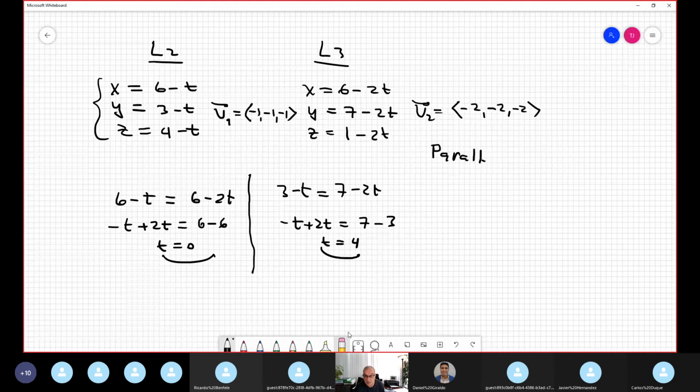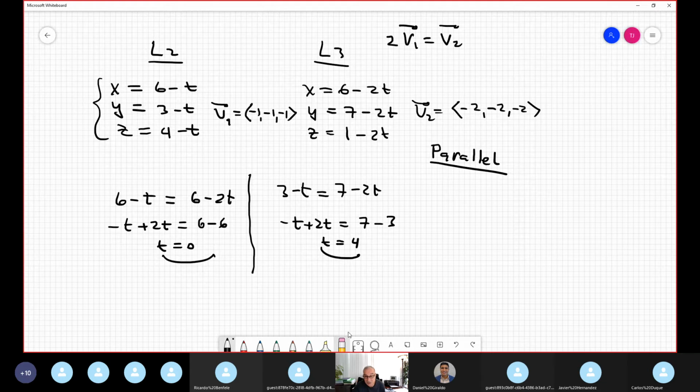Parallel. Because remember how you prove que two vectors are parallel: you divide component by component, no? -2 divided by -1 is 2, -2 divided by -1 is 2, -2 divided by -1 is 2. Actually, it's the same. So if you multiply b1, 2b1 is b2. Or whatever, b2 divided by 2 is b1. So they are parallel. See, they are parallel.